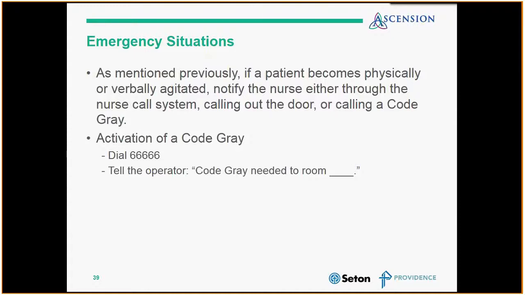When calling a code gray, this will activate the nurse, other staff in the hallway, along with security to come to the room. This is if you need more assistance, if the patient is becoming threatening, and you do not feel safe. To activate a code gray, you will dial 5 sixes, 66666, and then you'll tell the operator code gray needed to room, whatever room you're in.